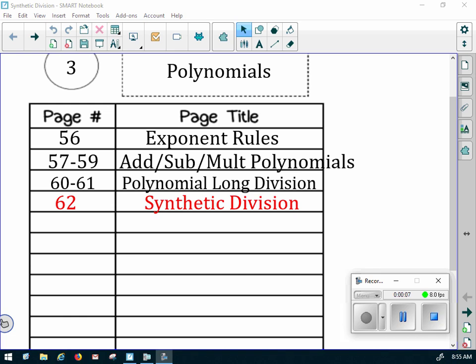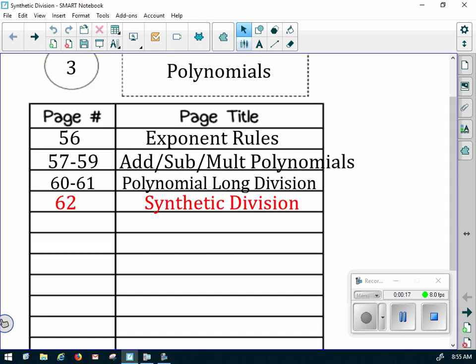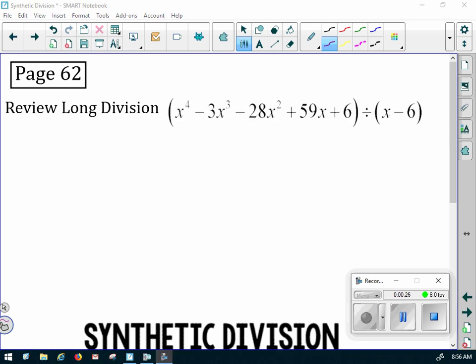Go to your table of contents, please. Now, I think these pages are one off, right? So you need to put page 63 for synthetic division. Hang on, I'll get there. Okay.